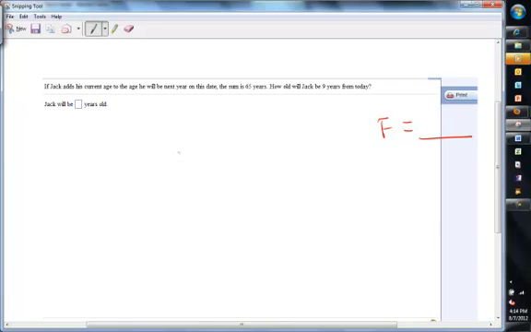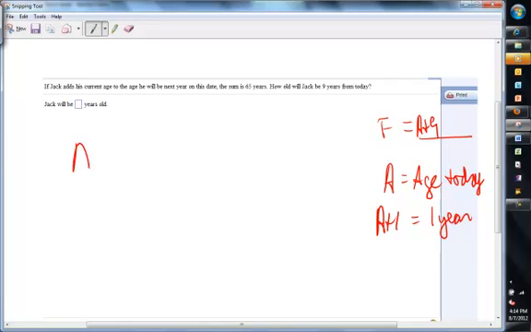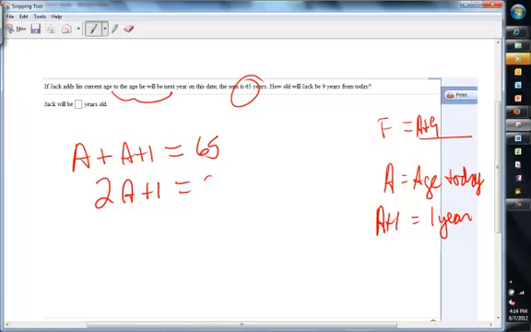So let's say A is his age today. In a year, he will be A plus 1. In the future, he will be A plus 9. So let's find out what A is. A plus A plus 1, because his age this year and his age next year has a sum of 65. 2A plus 1 is 65. Subtract 1 from each side, you get 2A is 64.